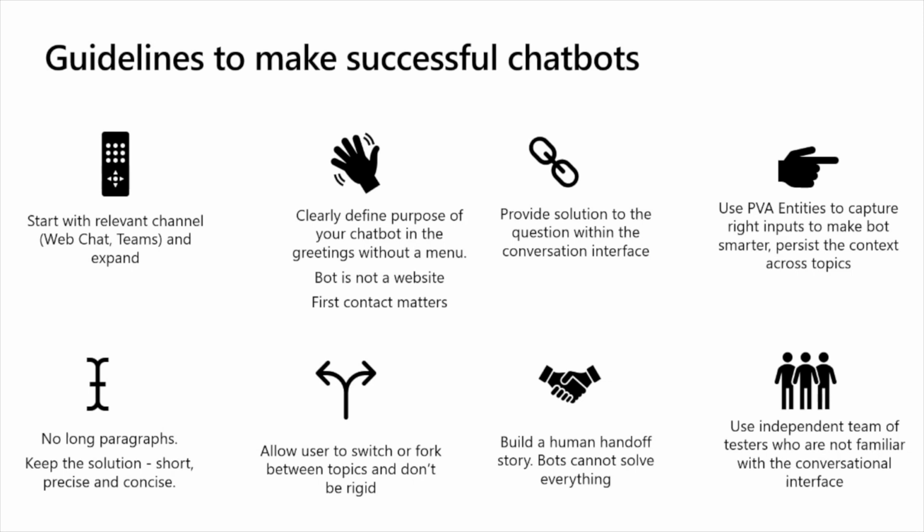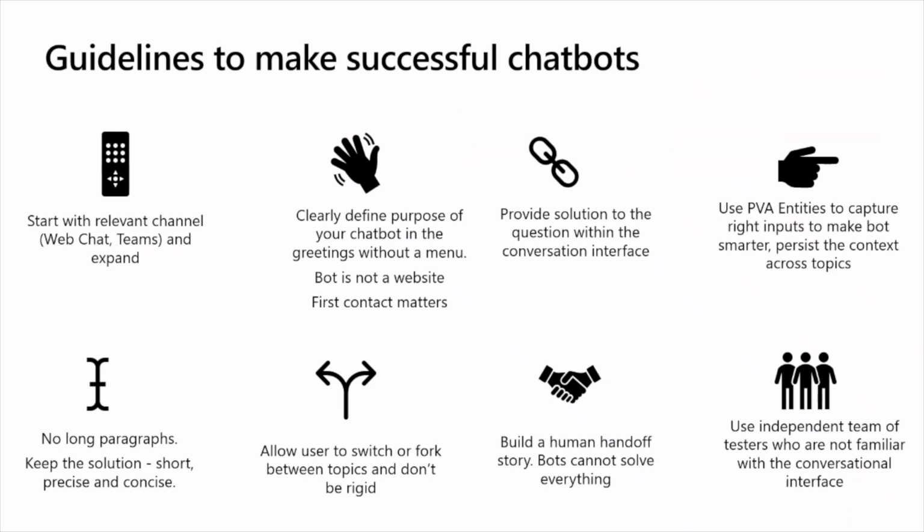Also, you'll want to ensure that your solution is short, precise, and concise. It's very hard to read long paragraphs in chatbots, depending on the screen size. You'll also want to allow your users to change their mind and fork your conversations, and build out a human handoff story. Power Virtual Agents have pre-built escalate system topics and transfer to agent nodes that allow you to easily integrate with your engagement hub or office.